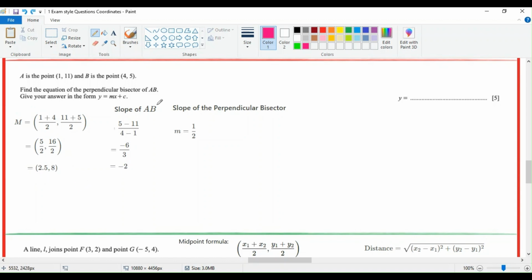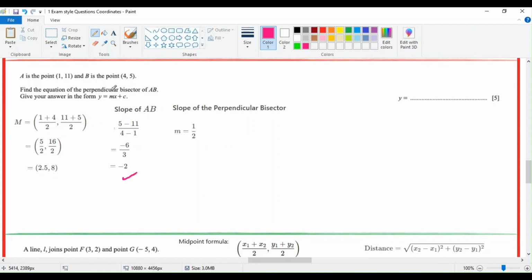Now we find the slope. We know very well it is (y2 minus y1) divided by (x2 minus x1), which gives us minus 6 over 3. That means the slope is negative 2. Now the slope of the perpendicular bisector is going to be the negative reciprocal. That means positive 1 over 2.